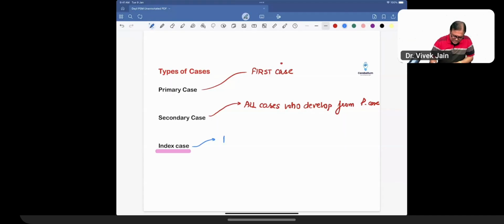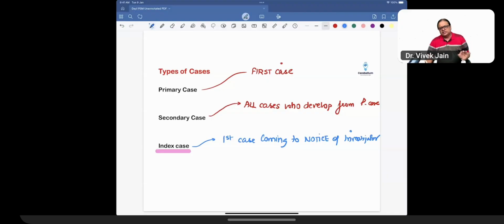Yes, first case reported to health system or first coming to notice of investigator. First case diagnosed by the health system. First case who's entered in the index of a register somewhere. That detected case is index. Index may be primary, may be secondary. Yes, doctor, you are right.